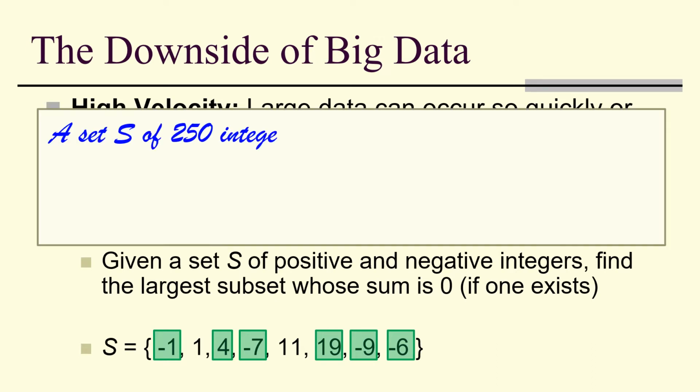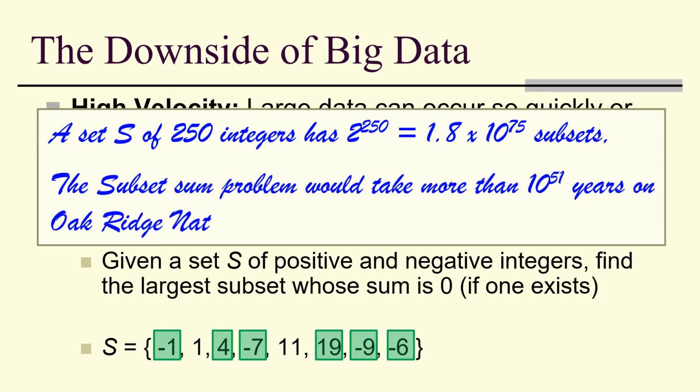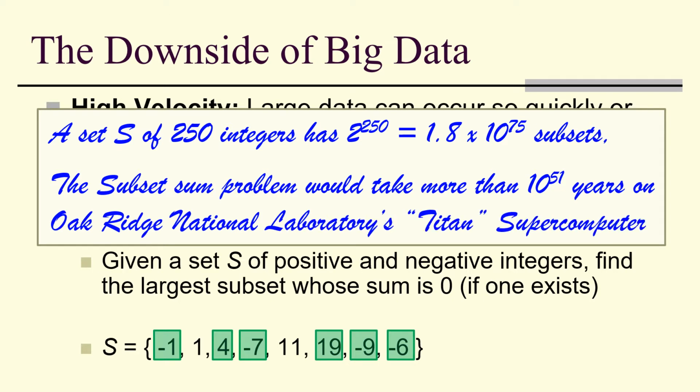And suppose you had only 250 integers. Well, that's 10 to the 75th subsets. That would take more than 10 to the 51st years on what used to be the fastest computer in the world, the Titan supercomputer.